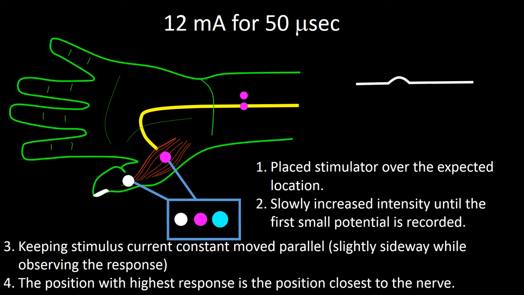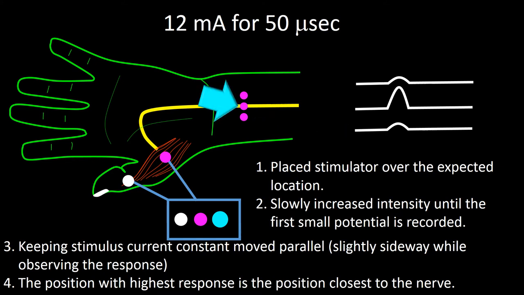Now, I am going to comply with rule number three. For this purpose, you move the cathode, keeping the stimulus constant. You move it to one side or the other side. And when you stimulate, in this hypothetical example, a larger wave appears. This, again, is in keeping with rule three. Next, we again move the cathode. In this case, the stimulus records a smaller wave. Thus, the prior location was the right location for stimulation. This complies with rule number four.